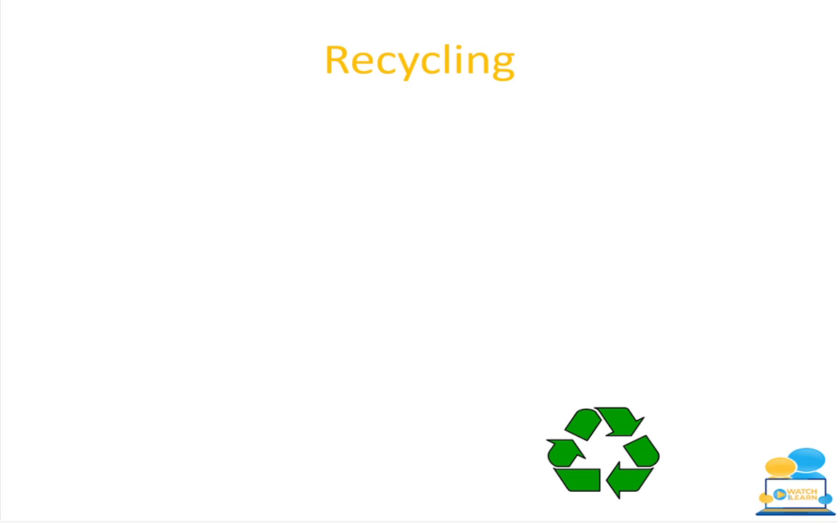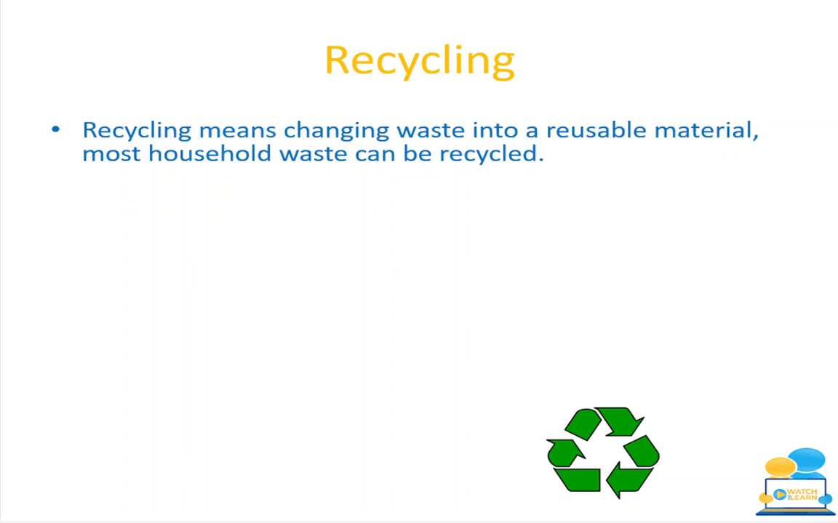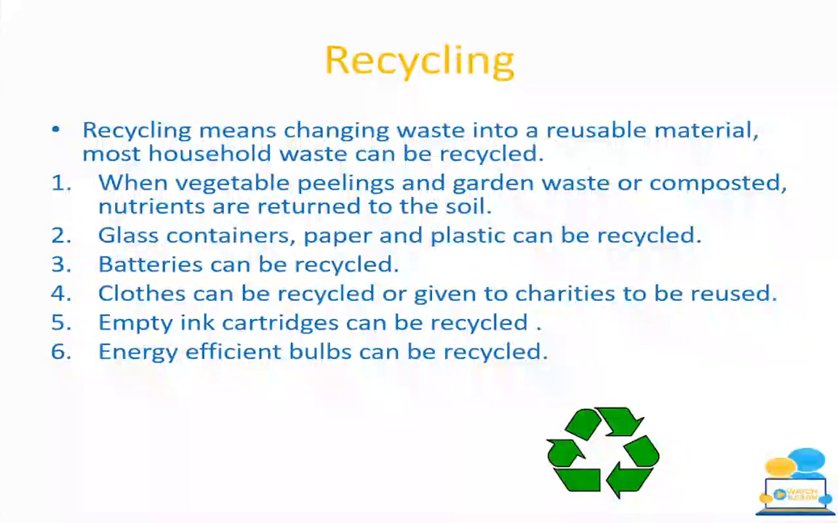This is the recycling logo, so the 3 arrows, you will need to be able to draw those and explain what they mean. So this means to change waste into reusable material. Most household waste can be recycled, and you just need to look at the label on any of the things that you have in your house, and see if it is recyclable. So when veg peelings and garden waste are composted, the nutrients can be returned to the soil. The likes of your glass containers, paper and plastic can be recycled.